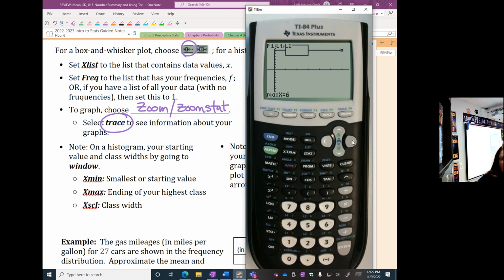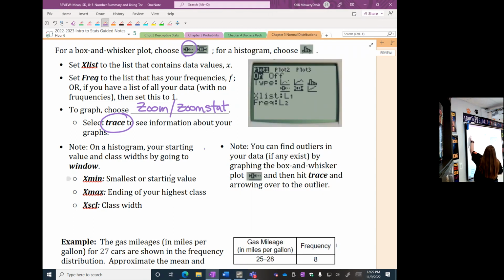Okay. All right. Let's do a histogram really quick. So the only difference is we're going to go back into this as well. This time we're going back into this. We're just going to pick the histogram this time. It's still going to ask us for the same set of stuff. So go to second y equals. That gets us into our stat plot.